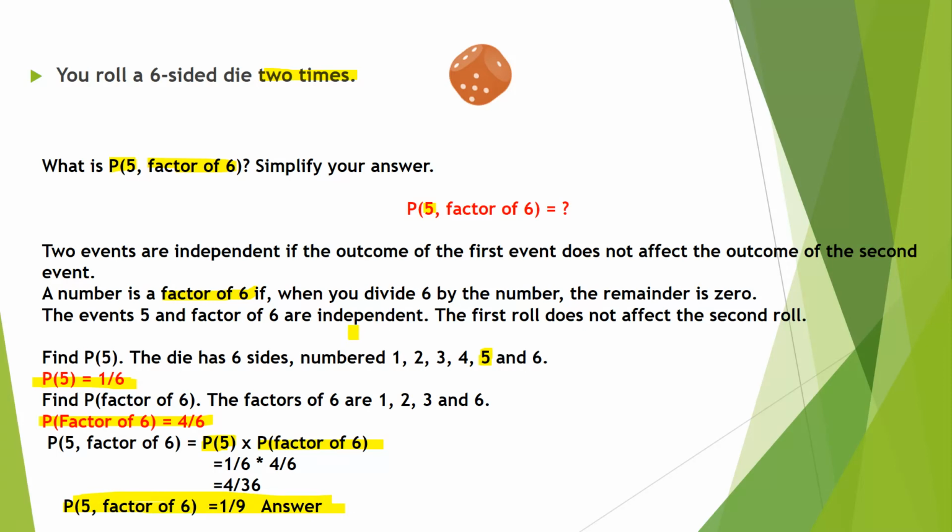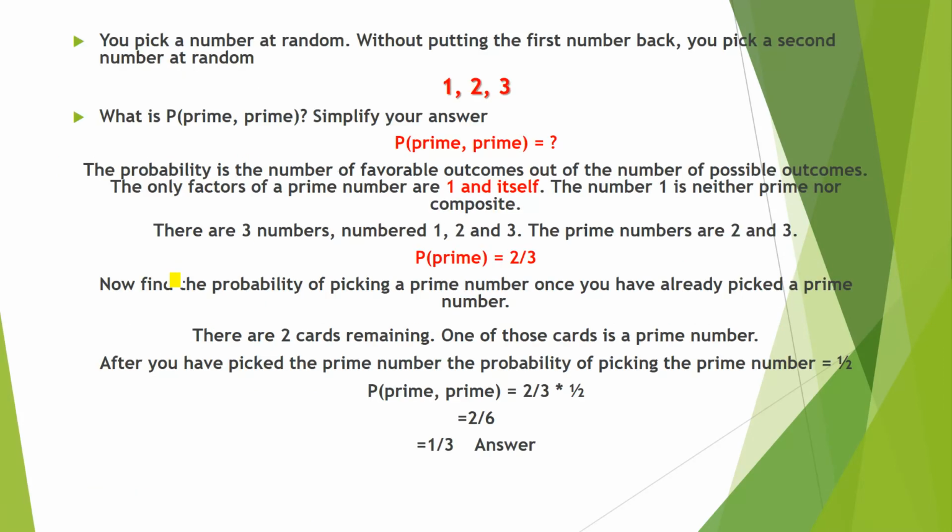I will explain the same concept with the help of one more example. Suppose you pick a number at random. These are the numbers, suppose 1, 2, 3. These are the three numbers, and you pick any number. Without putting the first number back, you pick the second number at random. So this is a dependent event because you are not putting back your number. First you pick the first number and then you pick the second number.